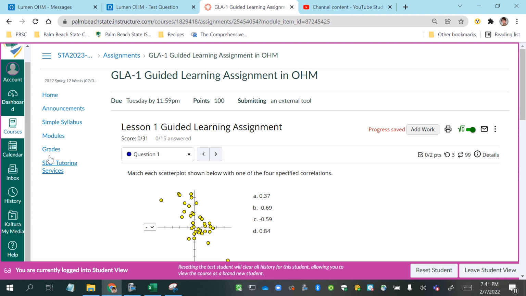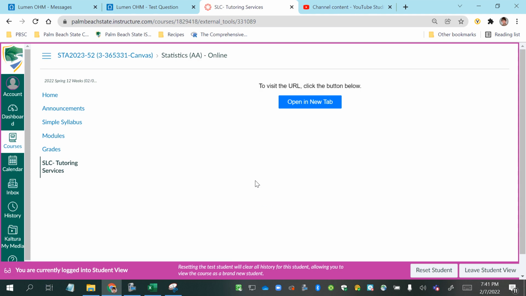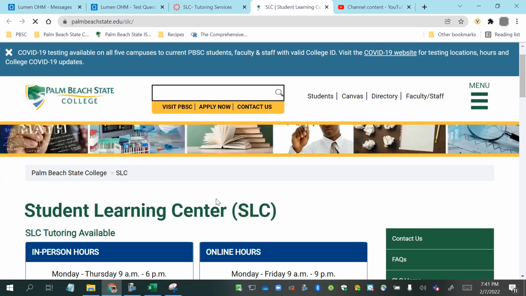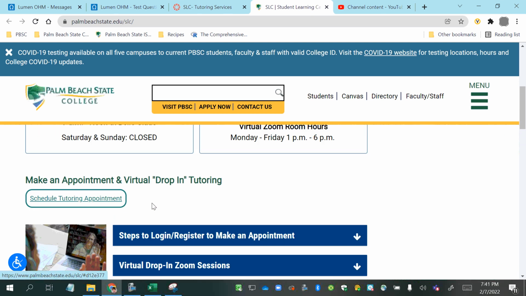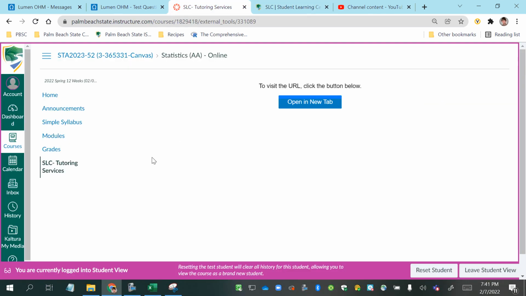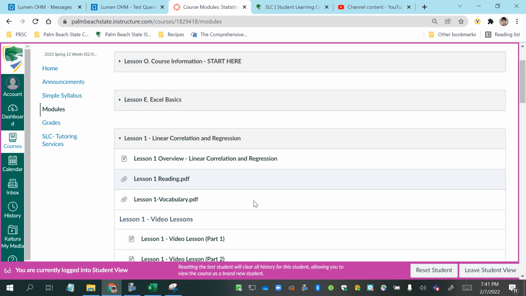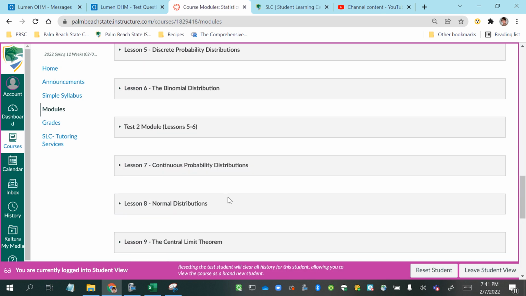I also like to recommend that students use the SLC tutoring services, which you can do online or in person, and ask them for proof of attendance. You can also do drop-in appointments, but the proof of attendance would be used to upload when you are ready to take your test, or when you're going to get ready for the test even.